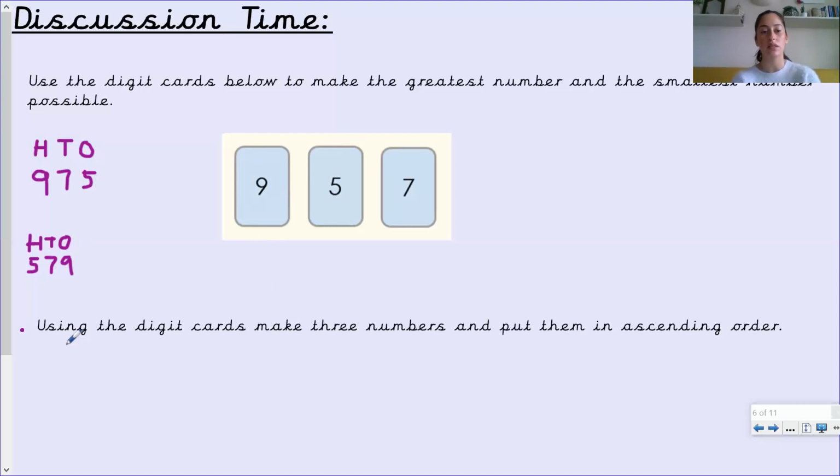Pause the video and complete this last part on a scrap piece of paper. I don't need to see these on Tapestry. It's only your main activities that I'm looking for on Tapestry.